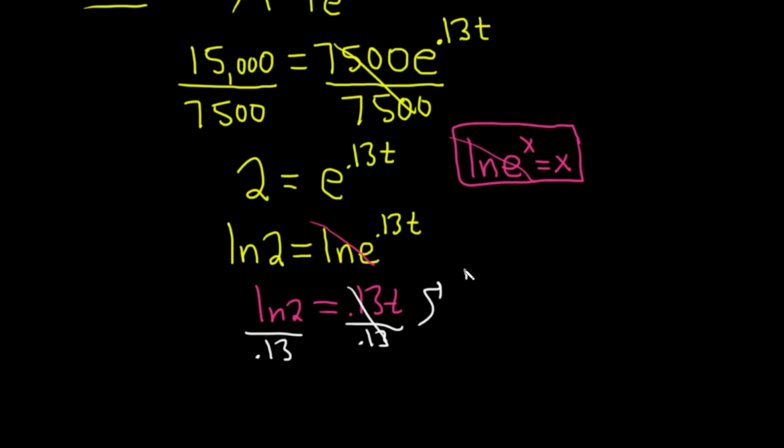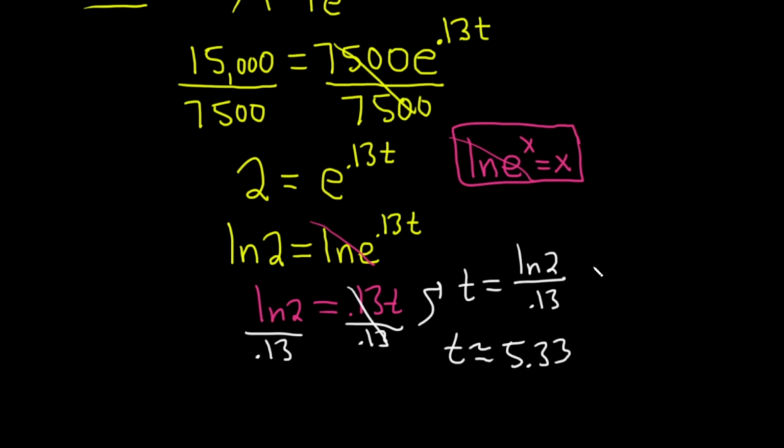So we get t equals natural log of 2 over 0.13. I'm going to go ahead and put this in my calculator. Let's see, natural log of 2 divided by 0.13. So I got 5.33 years.